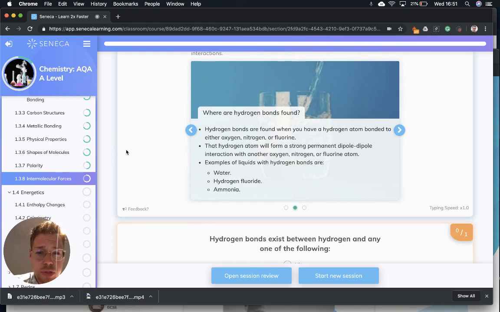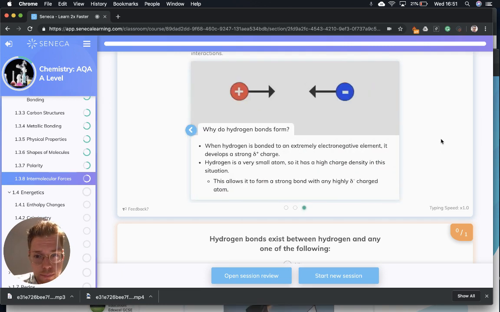Hydrogen bonds are found when you have a hydrogen atom bonded to either oxygen, nitrogen, or fluorine. The hydrogen atom will form a strong permanent dipole-dipole interaction with another oxygen, nitrogen, or fluorine atom. Examples of liquids with hydrogen bonds are water, hydrogen fluoride, and ammonia.